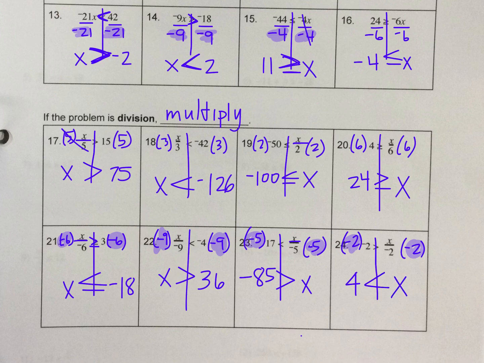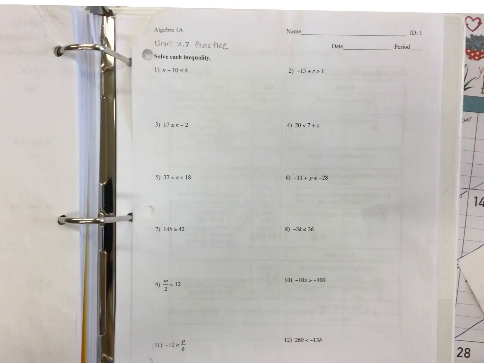There is a practice page on the next page. I need you to do all of these 1 through 12. Look back at your notes. If it's add or subtract, just add or subtract and copy the sign. If you multiply or divide by a positive number, multiply or divide, copy down the sign. If you multiply or divide by a negative number, that's when you flip it.